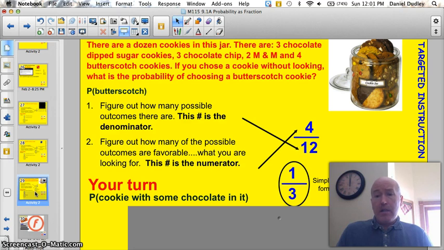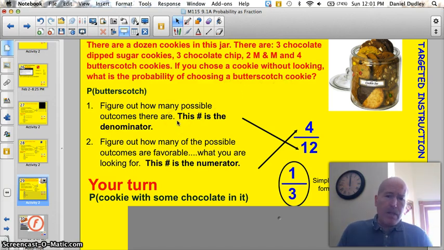Here we've got a tasty example. There are a dozen cookies in this jar. There are 3 chocolate dipped sugar cookies. Those are those guys. There are 3 chocolate chip cookies. They're hidden back here. And 2 M&Ms and 4 butterscotch cookies. If you chose a cookie without looking, what is the probability of choosing a butterscotch cookie?